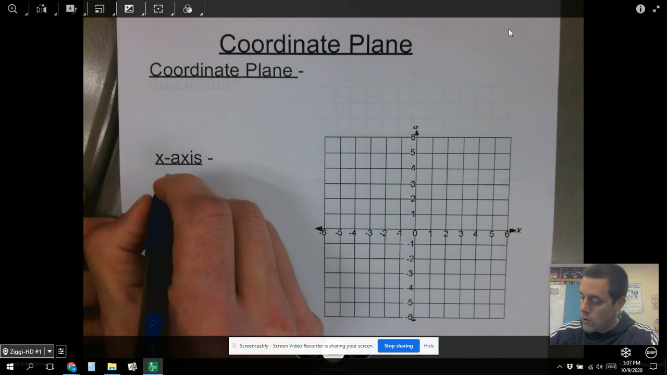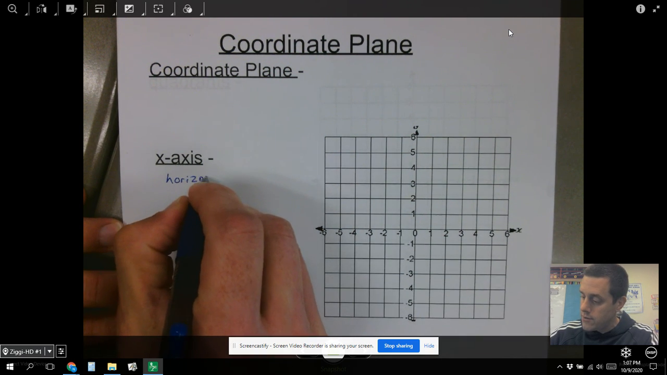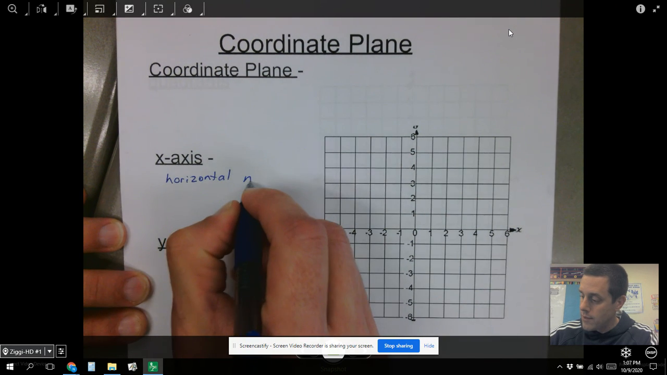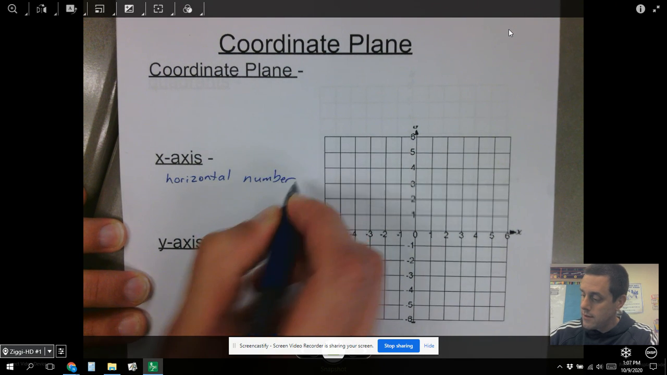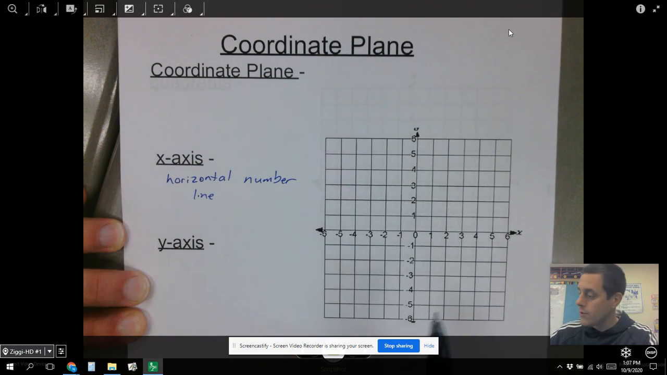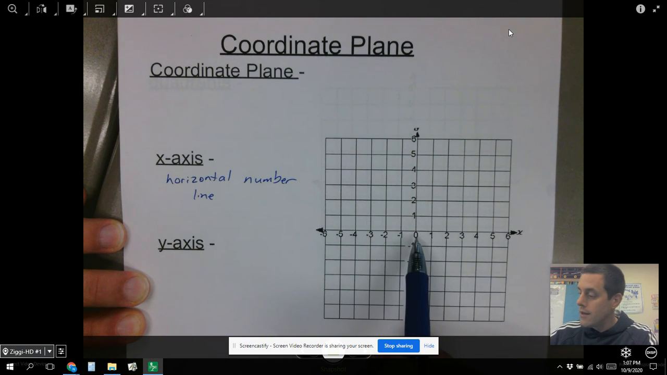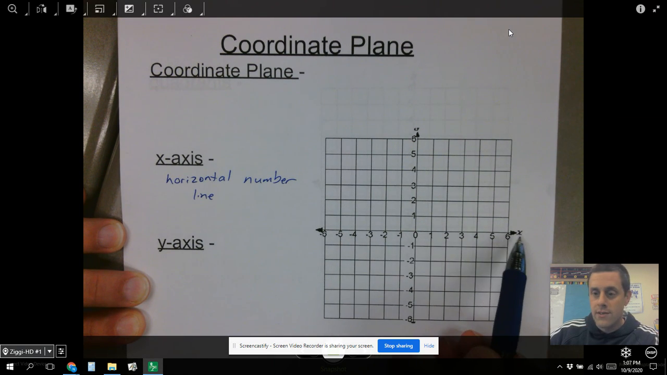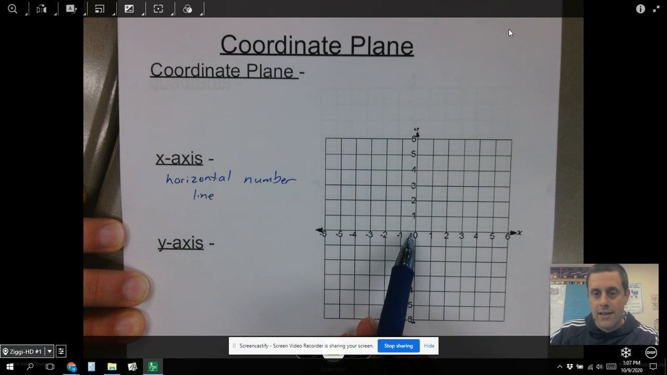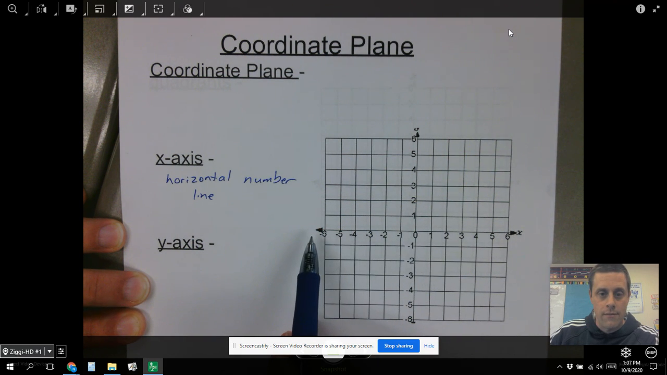It is the horizontal number line. And because it is horizontal, it runs left to right. Positive values on the x-axis go to the right of 0. Negative values on the x-axis go to the left of 0.